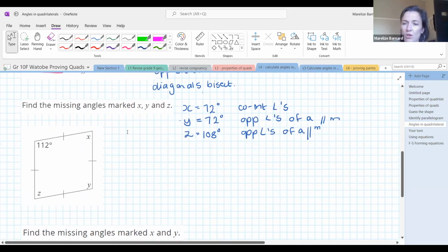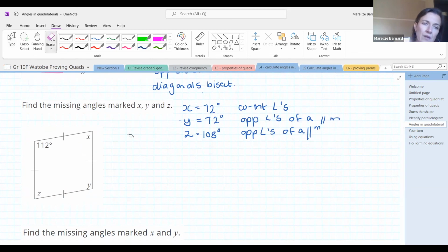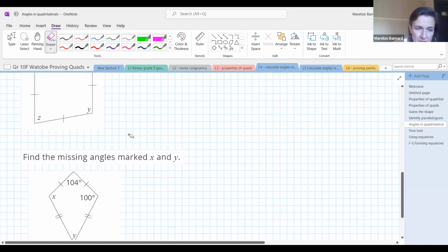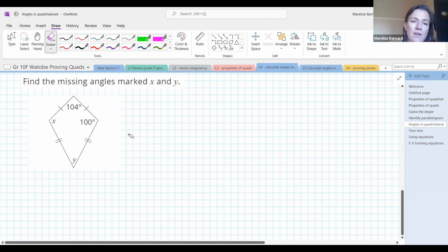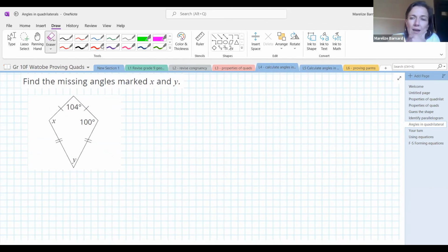Okay, let's do this last one. Find the missing angles X and Y. Don't put anything in the chat. I just want you to identify the shape, give a reason why, and then you can do your X and your Y with reasons. It's going to be like a little 4-mark test.